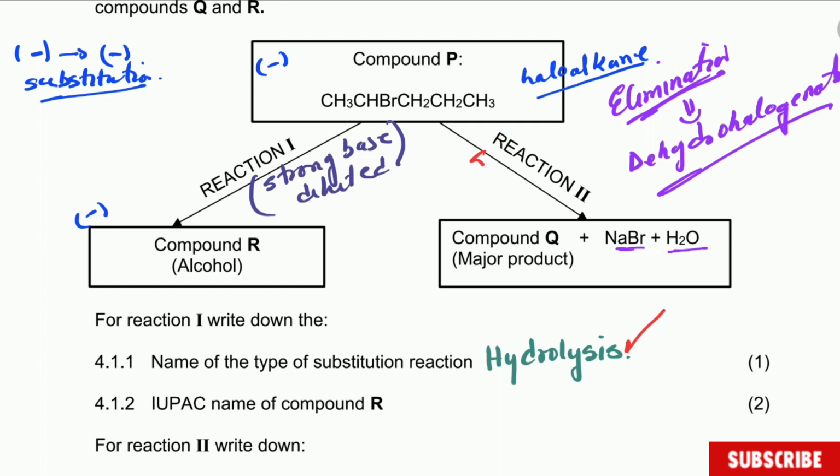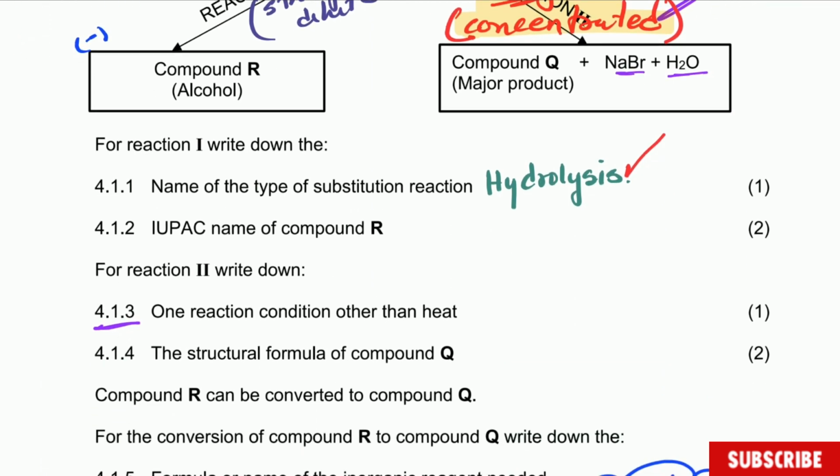We also need a strong base, but this base must be concentrated. It's not just a strong base, it must be a concentrated strong base. That will give you the mark. Let's write it down here. If you say concentrated strong base, you'll get 1 mark. Okay? So that is all.